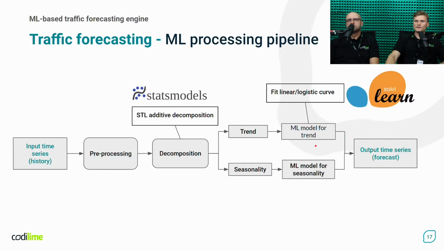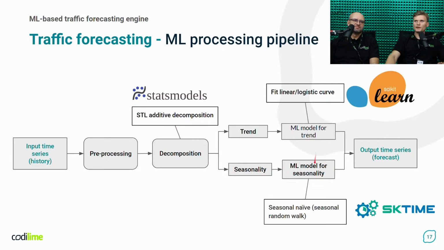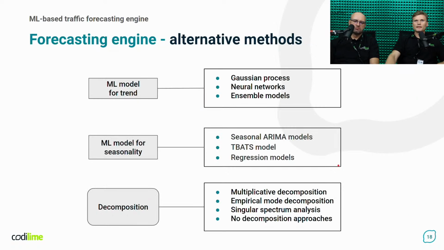And as a seasonal model, we use the seasonal naive model from the sktime library. Then we join those 2 forecasts, we add them together to obtain the final forecast. In each block from our pipeline, we can use alternative methods.